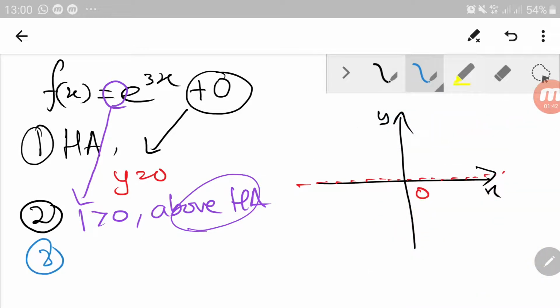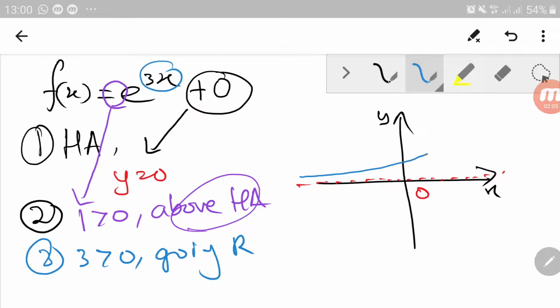Now next step, we want to know whether it's going to the right, flying up to the right like that, or flying to the left. So where to look? Easy, look at the x on top of the e. So it's 3, right? 3 is greater than 0. So it's going to the right. How to fly to the right? It must start from the left and then you fly up and away. See? Like that. Good.